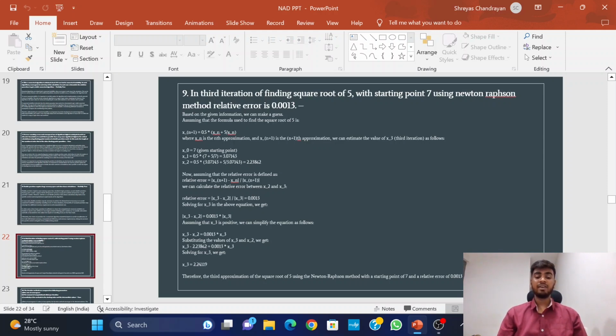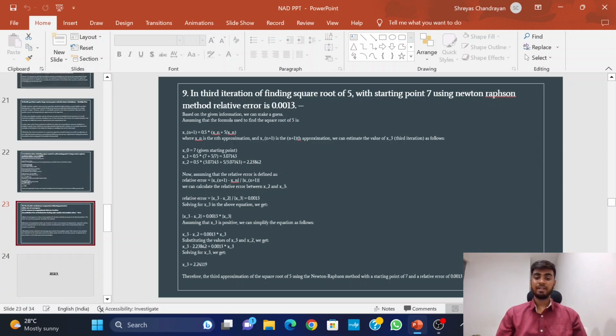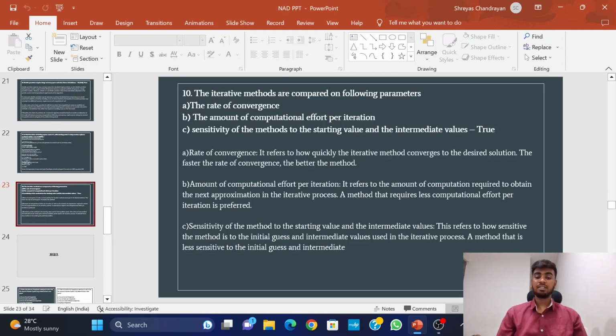we can calculate the relative error between x2 and x3. Relative error, which is x3 minus x2 over x3, is equal to 0.0013. So, therefore, the third approximation of the square root of 5 using the Newton-Raphson method with starting point 7 and relative error of the approximation 0.0013 is approximately 2.244119.